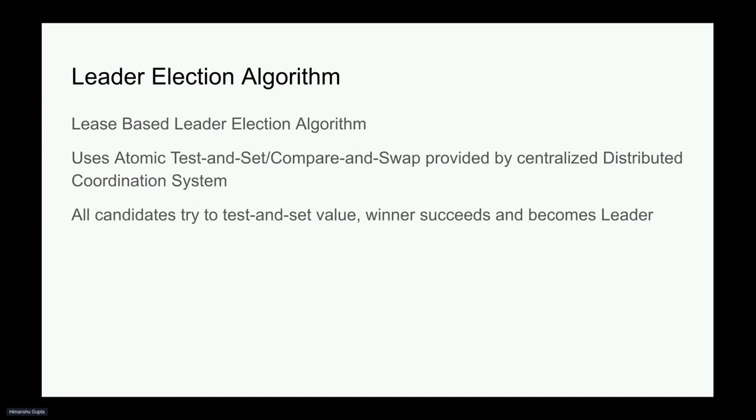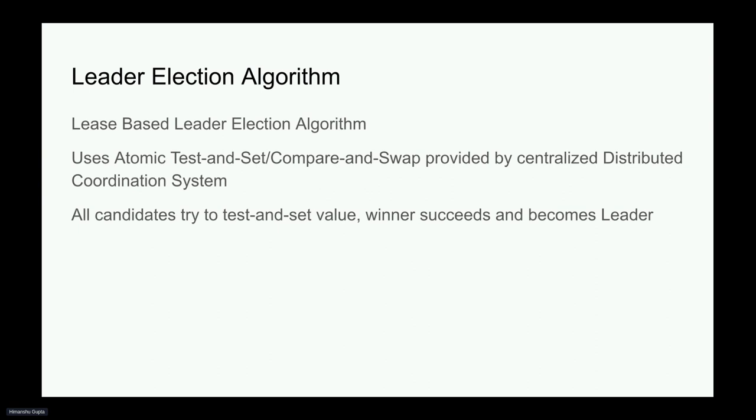Next is the leader election. For the leader election, there is a standard lease-based leader election algorithm, which relies on something called a test and set or compare and swap kind of operation on a remote system. Our idea is that, let's say you have three candidates, they will all try to go and do a test and set on the same lock. The coordination system ensures that only one can succeed. Test and set is an atomic operation. Whoever succeeds assumes the role of the leader, and others take a passive role.